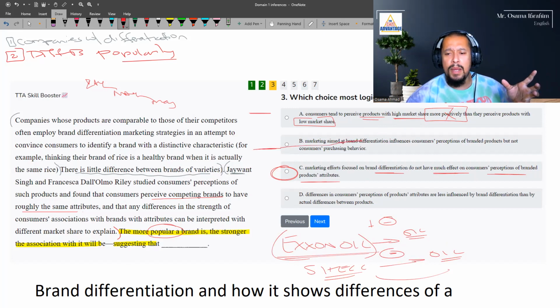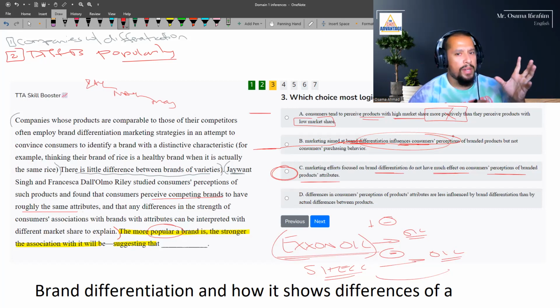Answer B, marketing aimed at brand differentiation influences consumer perceptions. This is the opposite of the text. The text clearly says the influence does not come from brand differentiation. The influence comes from the popularity of that brand.